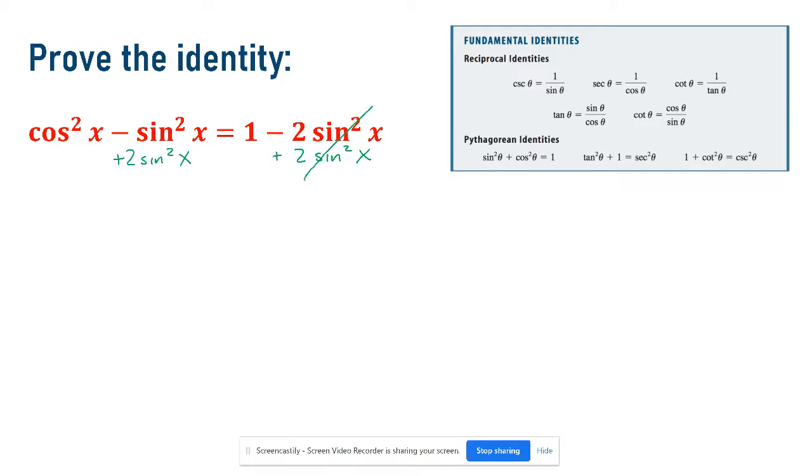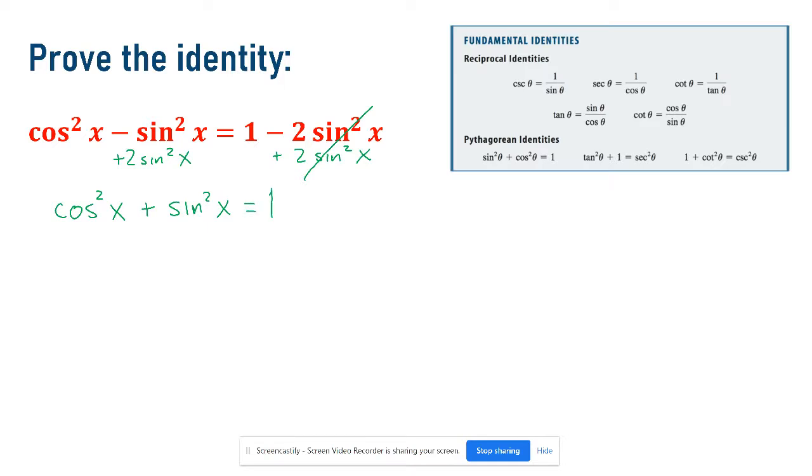That cancels those out. And so now I have cosine squared of x. That doesn't change. But when I add 2 sine squared of x to this minus sine squared of x, it would be like a minus 1 sine squared of x. That's just going to be sine squared of x. And it's going to be positive. So this is like adding a 2 to a negative 1. So it's going to give me a positive 1. And then that is equal to 1.